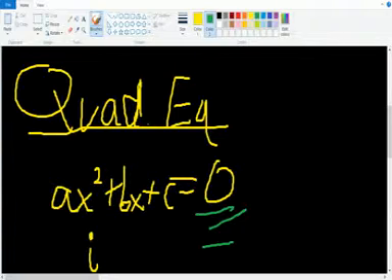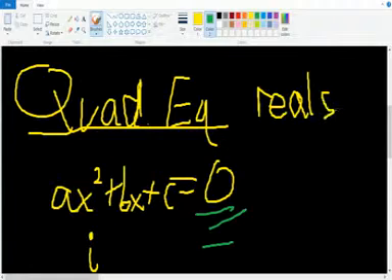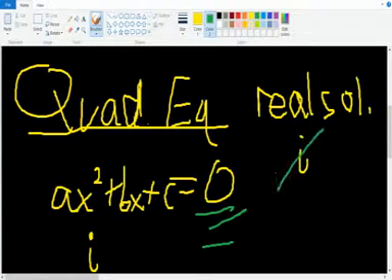And generally in some classes, unless you're dealing with something that really enjoys imaginary numbers, you're going to be looking for the real solutions. So real solutions have no i. No i is used in a real solution.